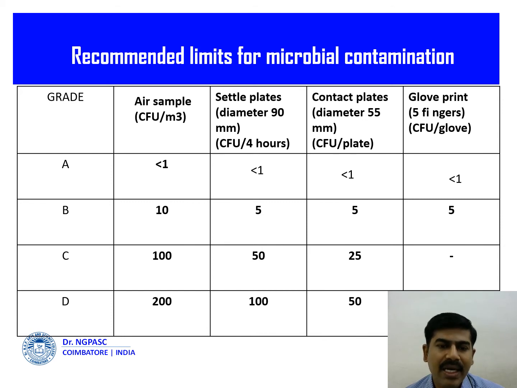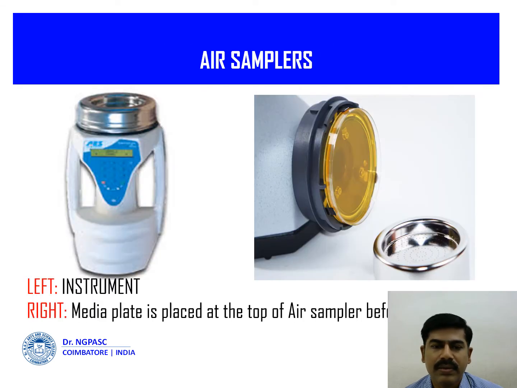Grade B contains less than 10 CFU per cubic meter. The settle plate limit is 5, contact plates 5, and glove print 5. The C and D grades allow a greater number of CFU, but no specification is given here for the glove print. This is the air sampler equipment.